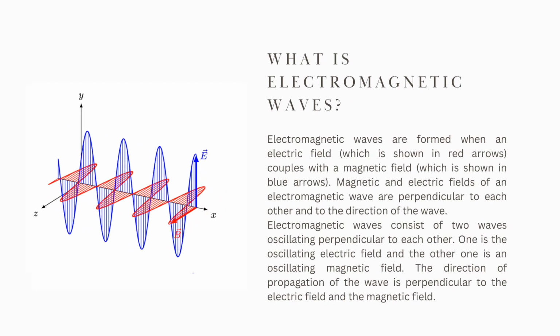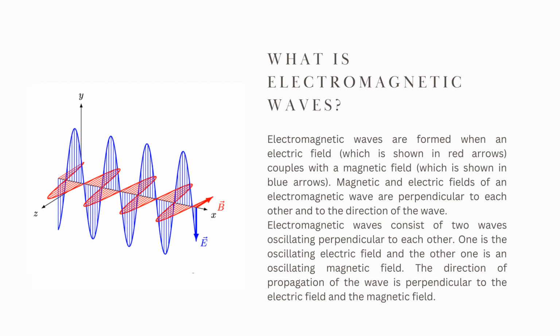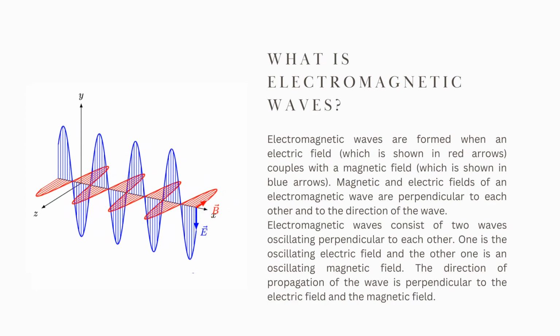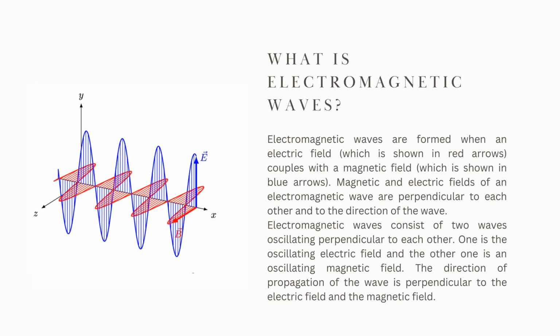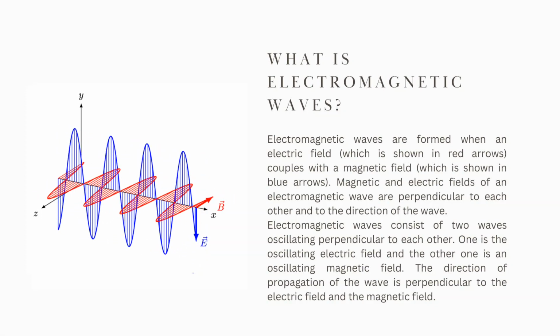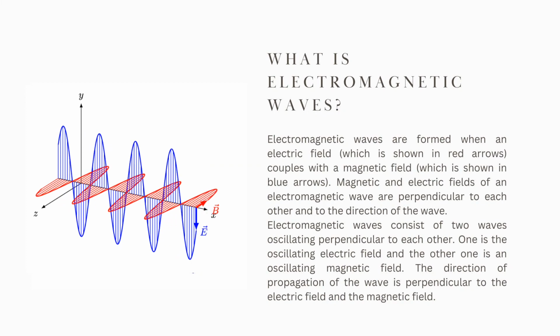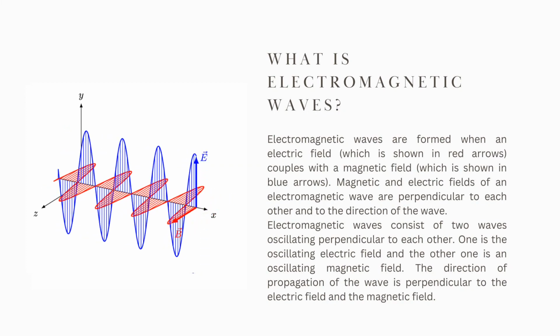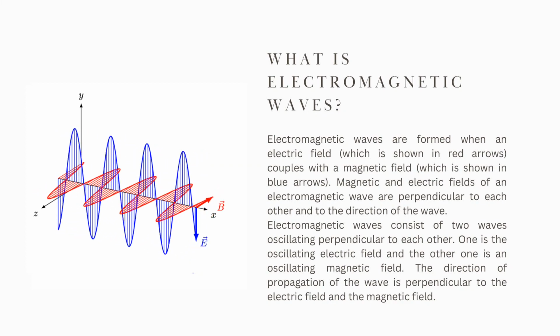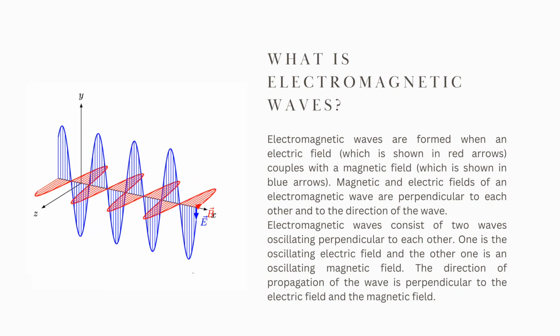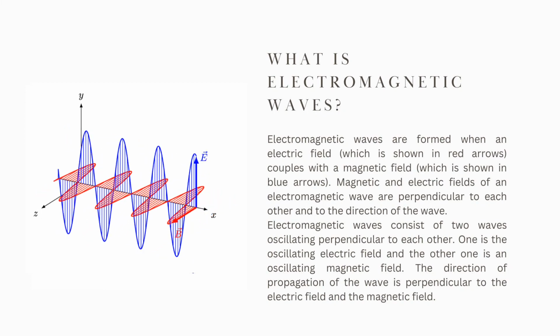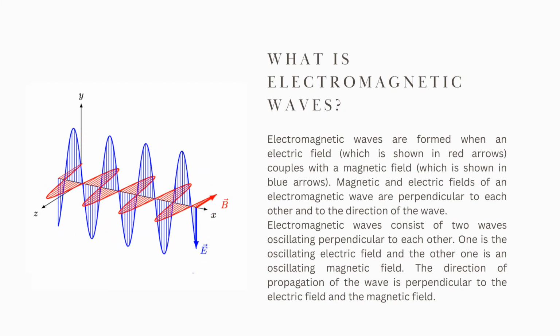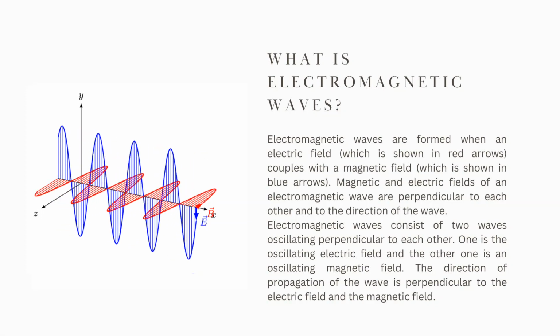Electromagnetic waves are formed when an electric field, which is shown in red arrows, couples with a magnetic field, which is shown in blue arrows. Magnetic and electric fields of an electromagnetic wave are perpendicular to each other and to the direction of the wave.